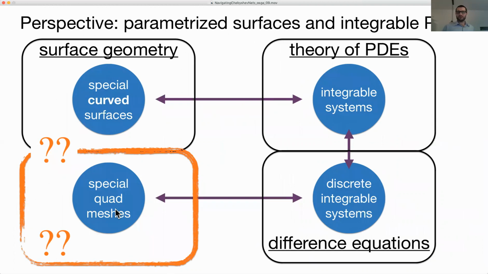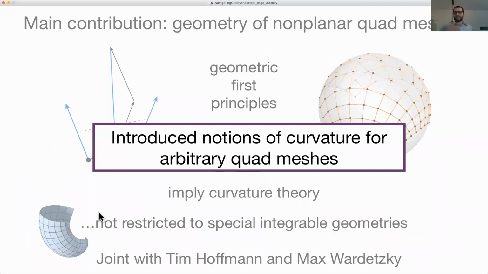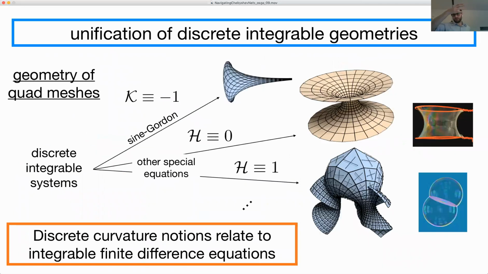And just recently, we were able to study all these different types of quad meshes and introduce a general notion of curvature for an arbitrary quad mesh that encapsulates all of these very special cases. So in joint work with Tim Hoffman and Max Rardetsky, we proved that there is a geometric theory for curvatures that assigns the correct curvatures to these discrete integrable quad meshes arising from very special finite difference equations.